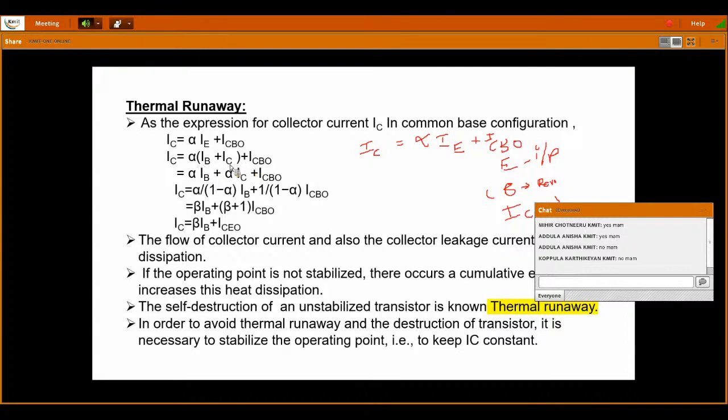Now if I replace IE with IB plus IC, then IC is equal to alpha into IB plus IC, plus ICBO. So alpha IB plus alpha IC plus ICBO. Now I am calculating the total amount of collector current, so I take IC common here. Then I have alpha divided by 1 minus alpha into IB, plus 1 divided by 1 minus alpha into ICBO.